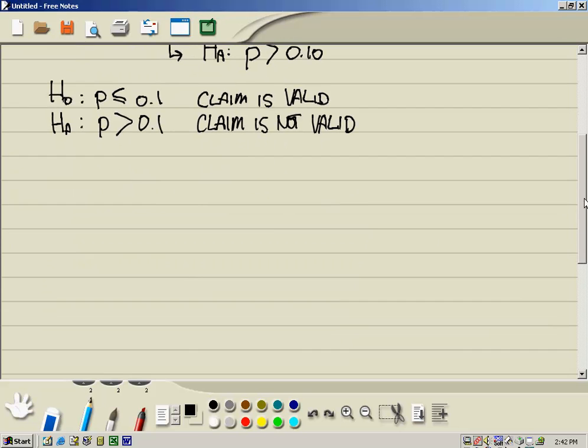Next step is to do calculations, draw a distribution.